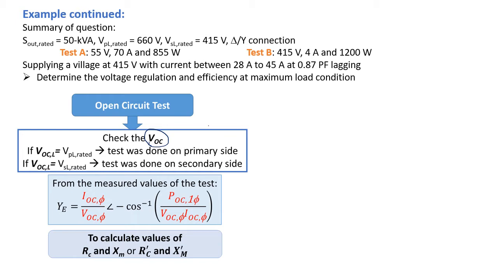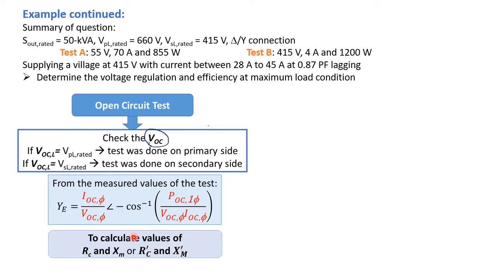So if the line voltage given in the test data is equal to VP line rated, then the test was done on the primary side. But if the voltage given from the test is equal to VS line rated, then the test was done on the secondary side. Then from the open circuit test, we're going to determine YE, and from there we'll get RC and XM, or RC prime and XM prime.